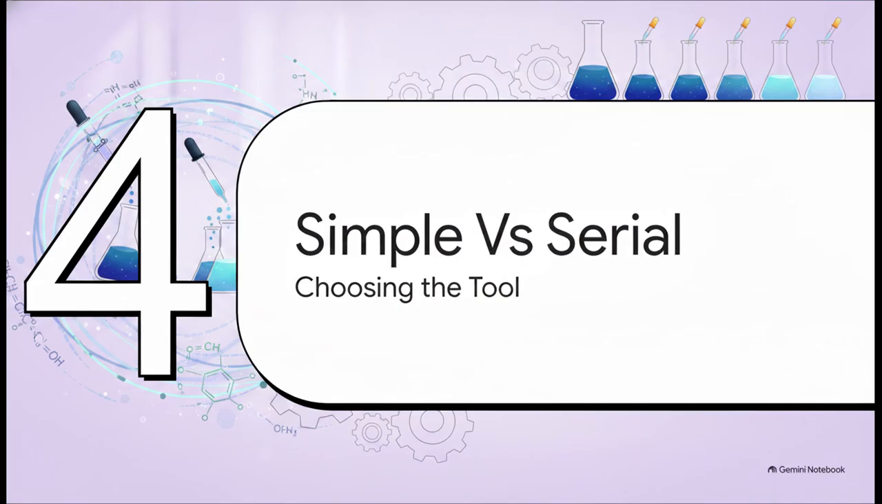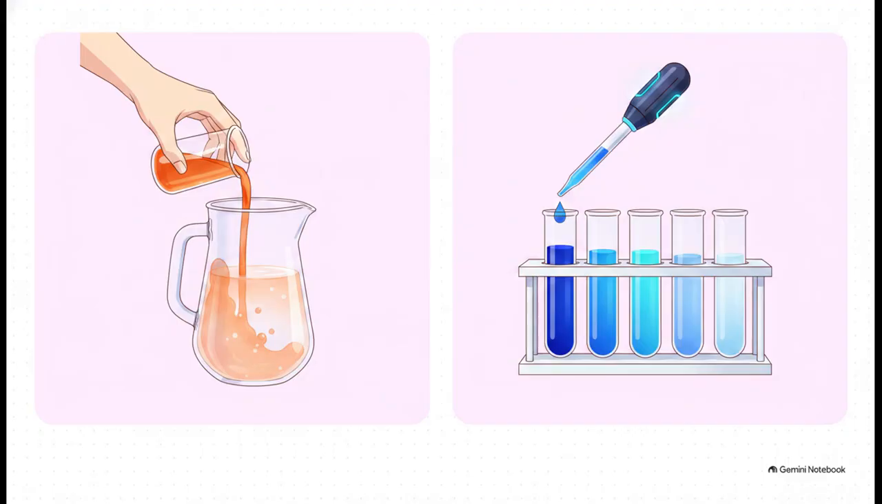Moving into Section 4, Simple versus Serial Dilutions. It's all about choosing the right tool for the job. A master chemist knows exactly when to use which tool, right? So let's juxtapose these two techniques directly. A simple dilution is just a single step. It creates an immediate concentration change and is generally meant for easier, everyday laboratory preparation, kind of like making our orange juice.